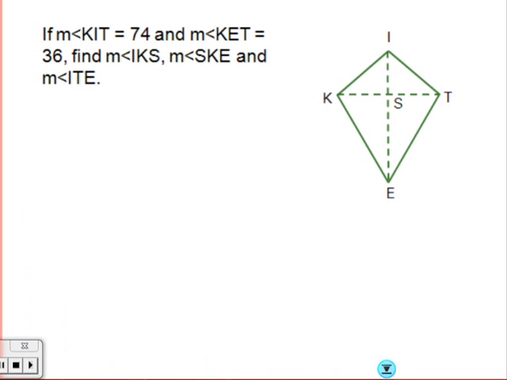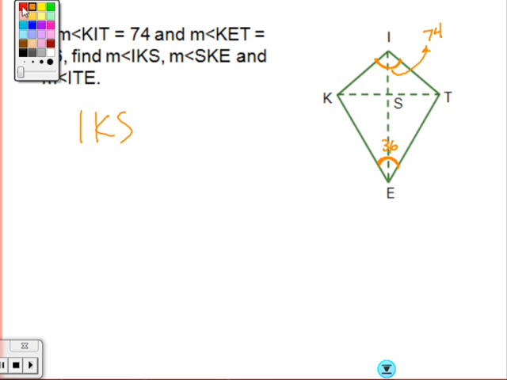Let's take a look here. So, another kite, just more examples of things we can do. In kite KIT, this angle right here is 74. And KET, this whole bottom angle, is 36. We're going to find IKS, which, just to be clear, is this angle.